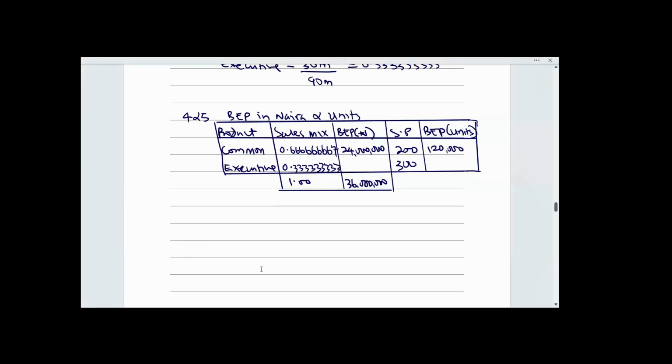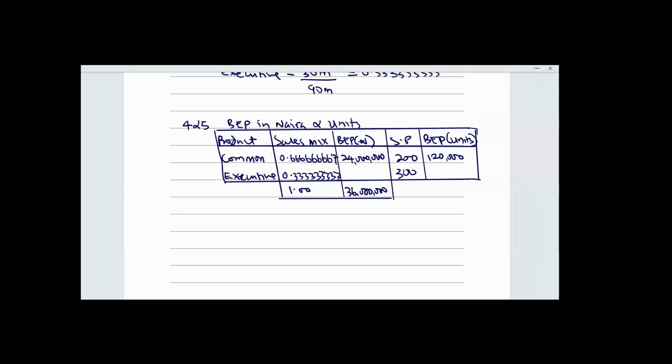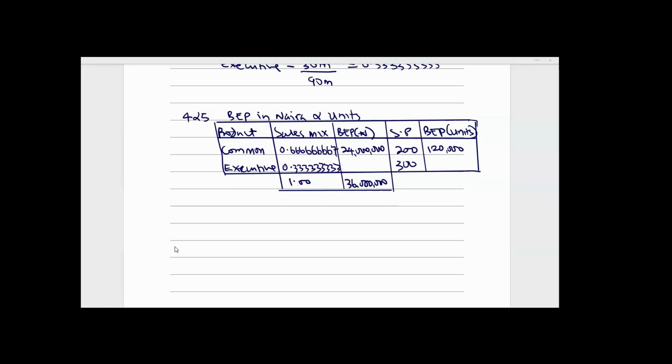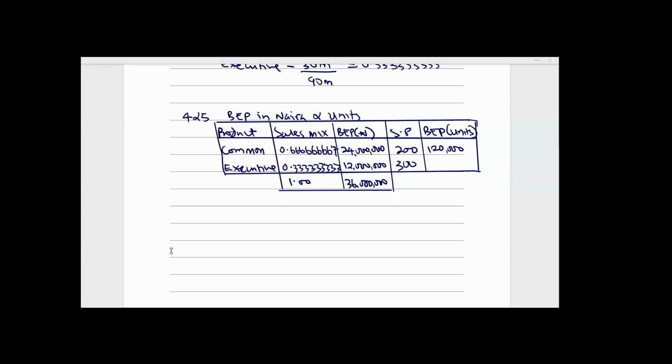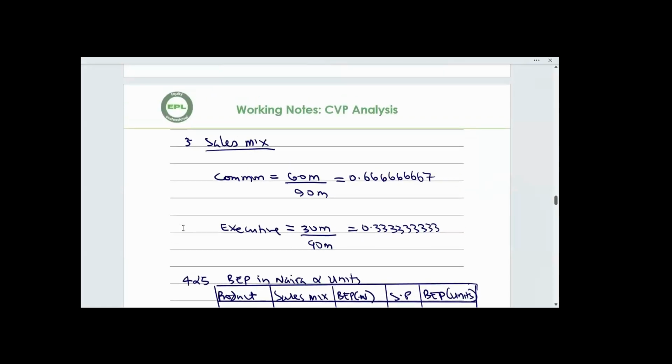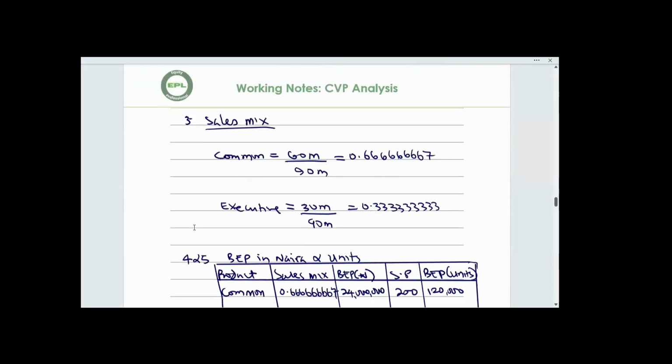Then for executive, 36 million multiplied by 0.3333. That's 12 million, divided by 300. That's 40,000 units. Okay, so that's that, 3 marks. Within 2 minutes, you are done with this calculation. Then you move on to the next one.